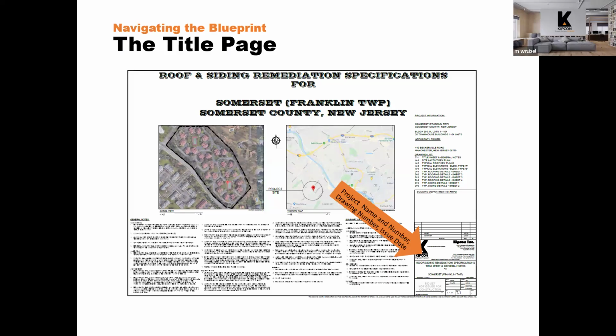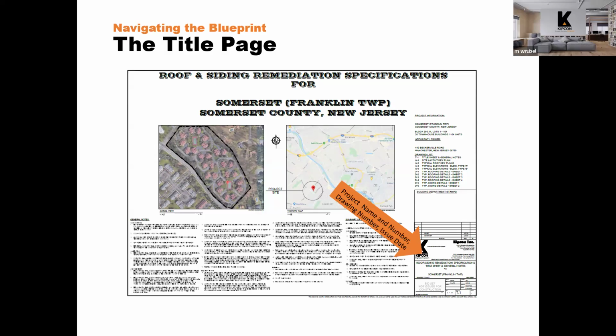The title block is usually along the right-hand side of the sheet or down in the lower right-hand corner. Kipcon puts their title block down in the lower right-hand corner, and it tells us who the client is. If there's any sort of internal information, we keep project numbers. The drawing number sheet is there, and you can see above our title block we have the drawing list, and it shows you where in that drawing list you are when you look at the drawing number. And then the issue date.